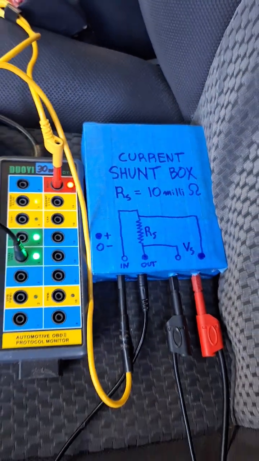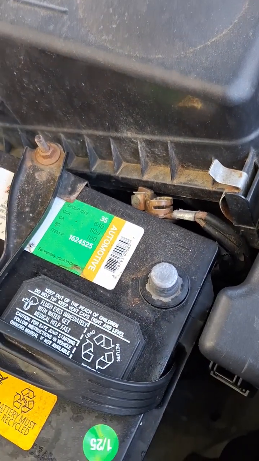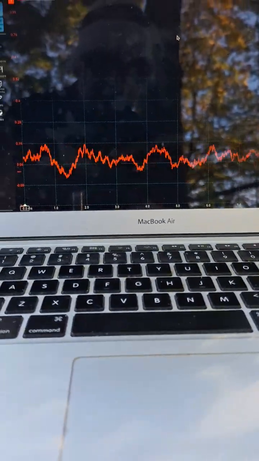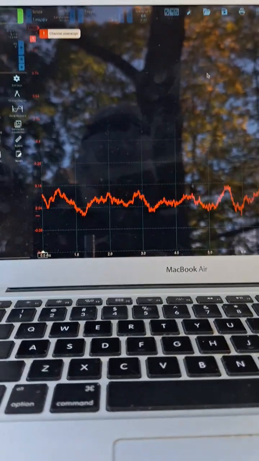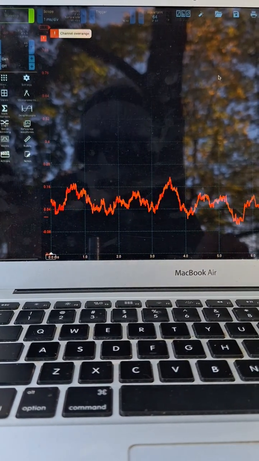So right now the vehicle's asleep. And I also, after plugging in that box, made sure to disconnect the negative battery terminal. So all the power on the vehicle is going through that shunt resistor. And I have the scope here. And you can see that that's basically the vehicle draw without any parasitic draw.